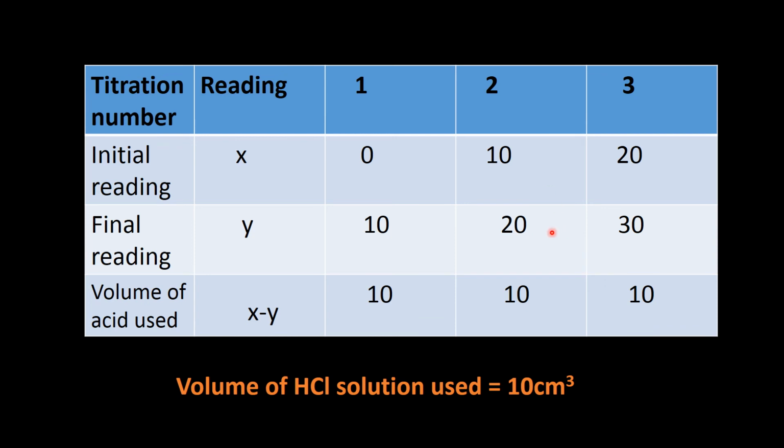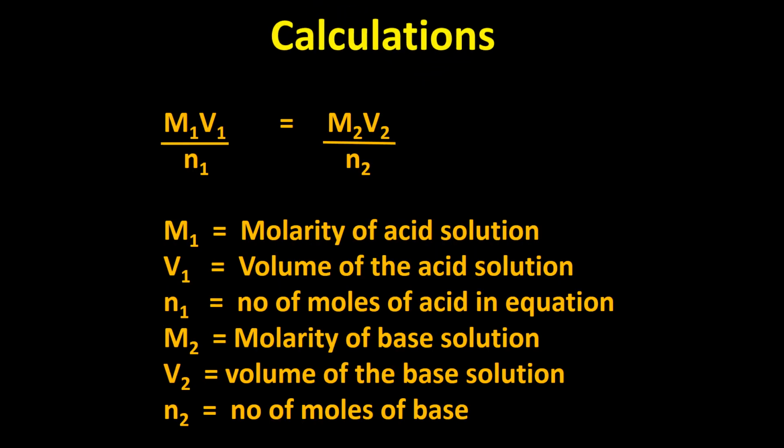Now these are the calculations. You have to use the formula M1V1 over N1 is equal to M2V2 over N2. We are using acid and base, so one will be the acid and the second will be the base. M1 is showing the molarity of an acid solution. V1 is showing the volume of an acid solution. And N1 is showing the number of moles of acid in an equation. Now for that, I write the equation. M2 is the molarity of the base solution, V2 is the volume of the base solution, and N2 is the number of moles of base. So these are the calculations.